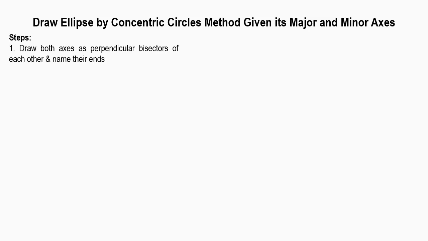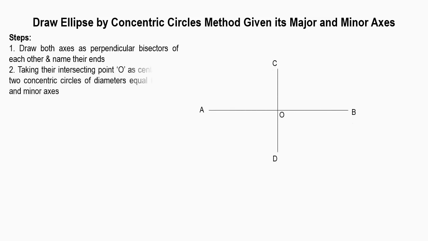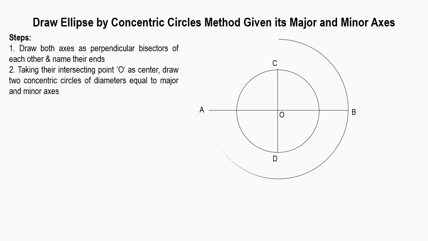So now we will see various methods of drawing an ellipse. The first one is to draw an ellipse by concentric circles method when the major and minor axis of the ellipse are given to us. The first step is to draw both the axes as perpendicular bisectors of each other and name their ends as AB and CD like this. After this, taking their intersecting point O as center, draw two concentric circles of diameters equal to the major axis AB and the minor axis CD.